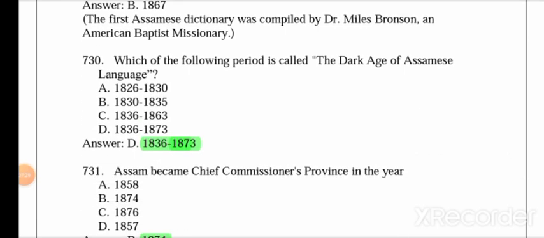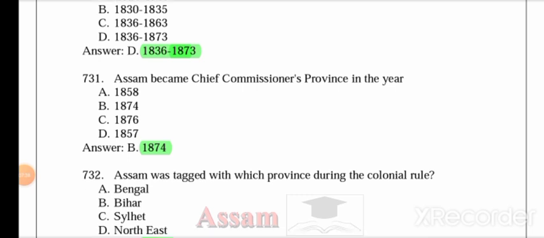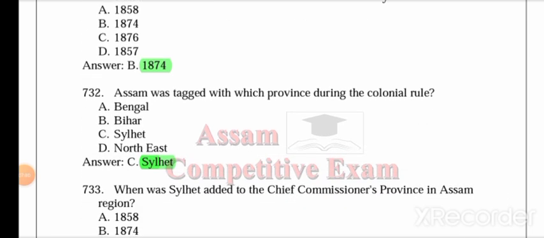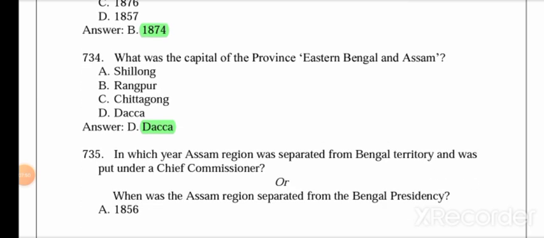Which of the following periods is called the Dark Age of Assamese language? It was from 1836 to 1873. Assam became Chief Commissioner's province in the year 1874. Assam was tagged with the province of Sylhet during the colonial rule. When was Sylhet added to the Chief Commissioner's province in Assam region? 1874. And after 1947, it was again ceded to East Pakistan.